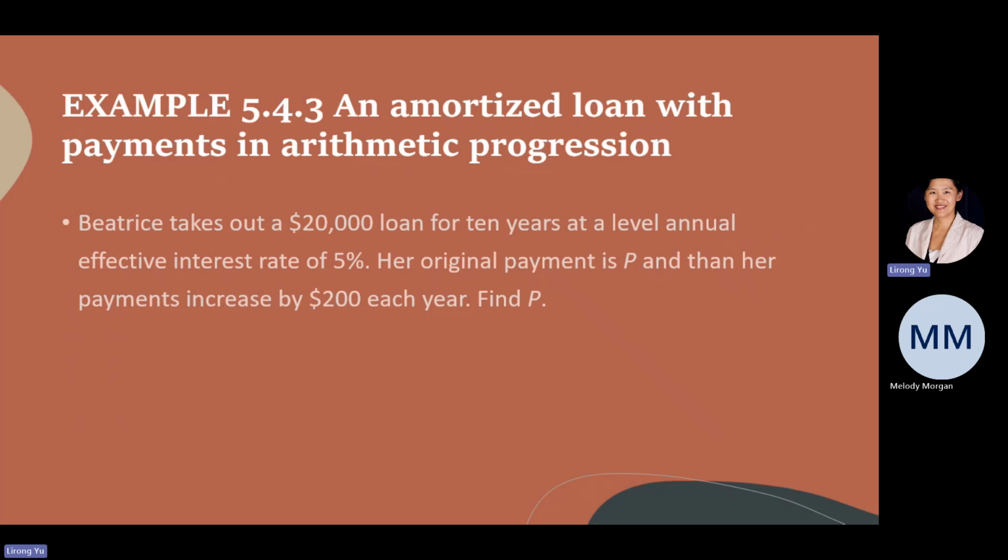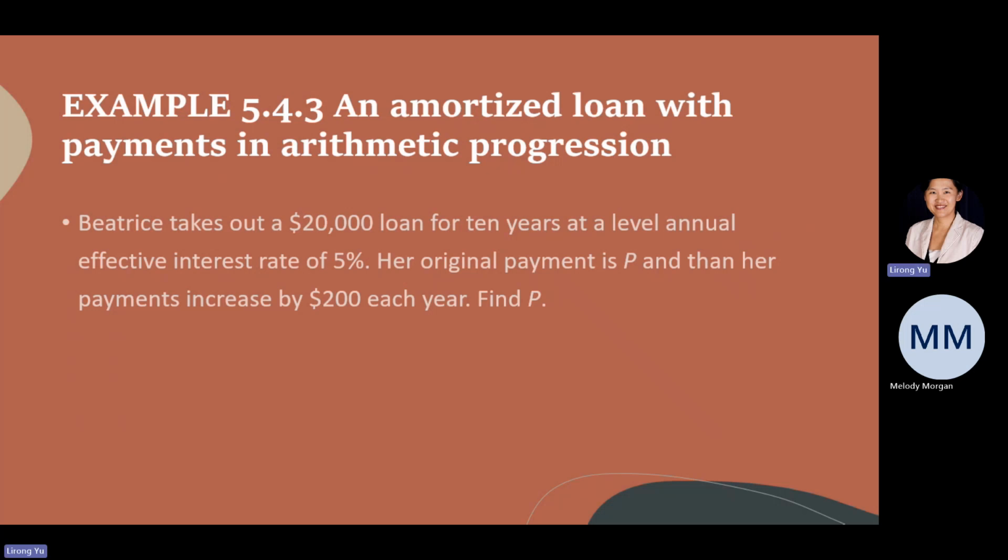Right. The second example in this section, we have an amortized loan with payment in arithmetic progression. Theoretically speaking, our bigger question is the amortized loan when payment is in geometric progression. So this is one example. We have arithmetic progression of the payment. So let's look through the example.